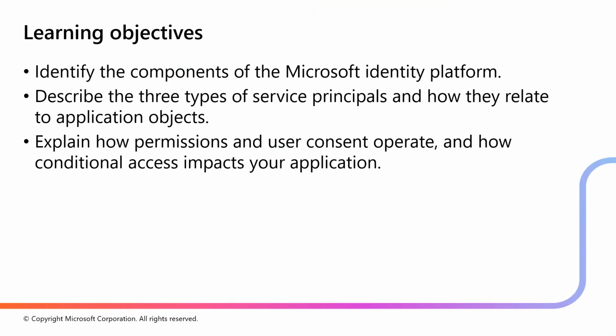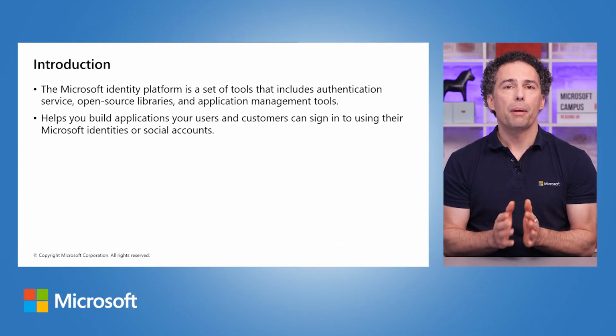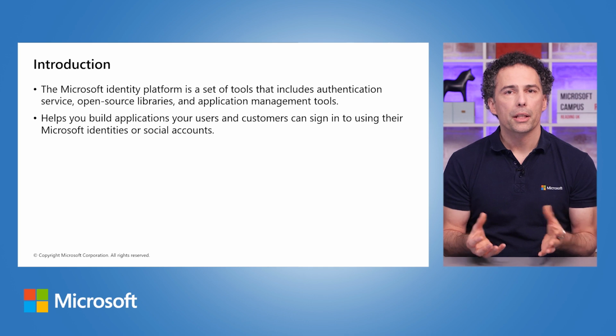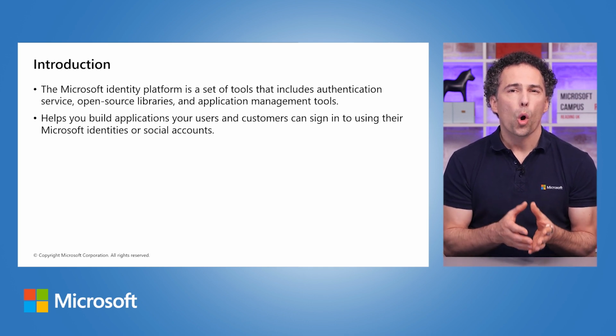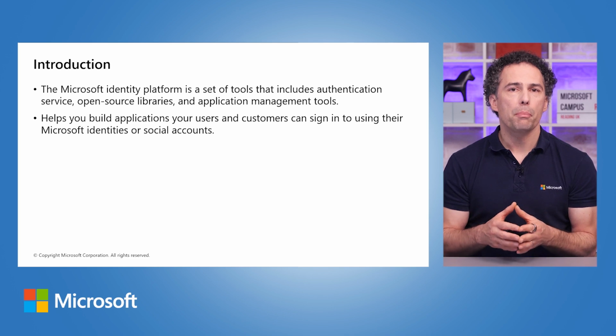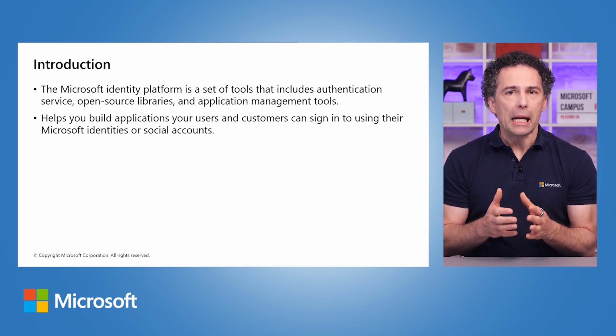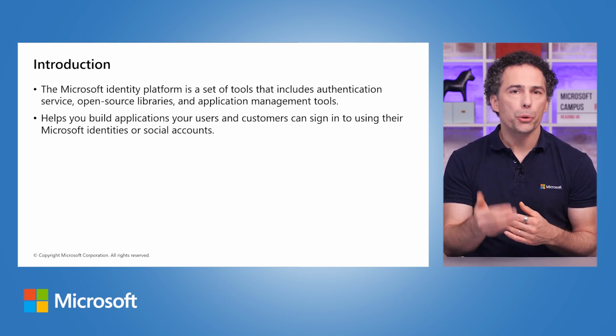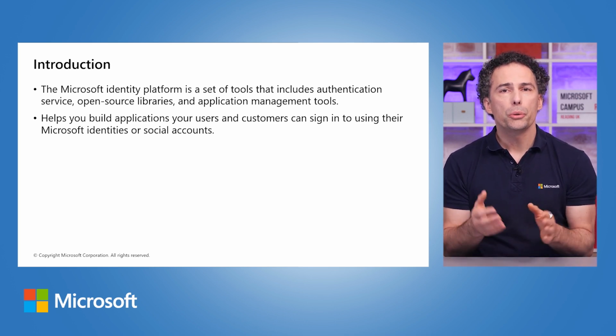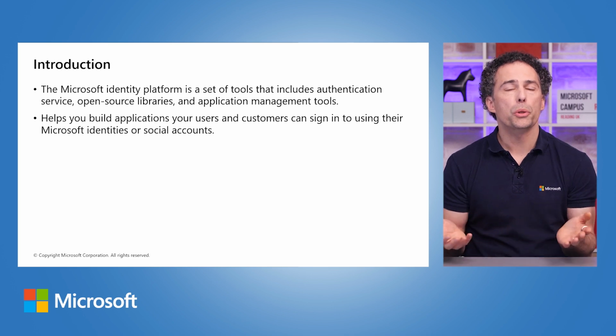In this video, I will identify the components of the Microsoft Identity Platform, describe the three types of service principals and how they relate to an application object, and explain how permissions and user consent operate and how conditional access impacts your application. The Microsoft Identity Platform is a collection of tools that consists of authentication service, open source libraries, and application management tools. It enables you to create applications that your users and customers can log into using their Microsoft identities or social accounts.